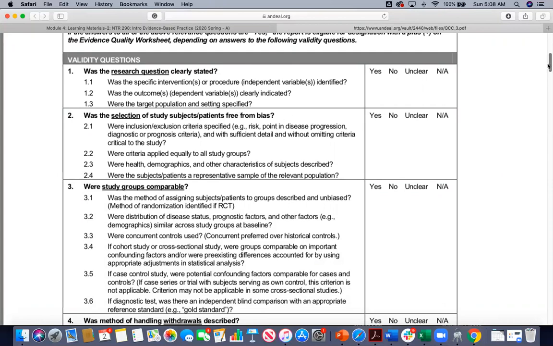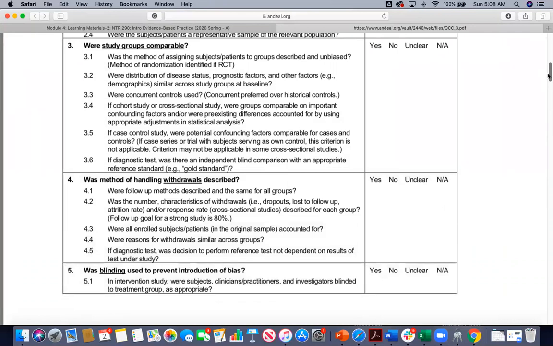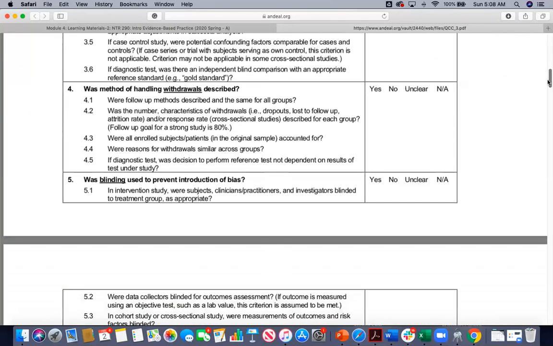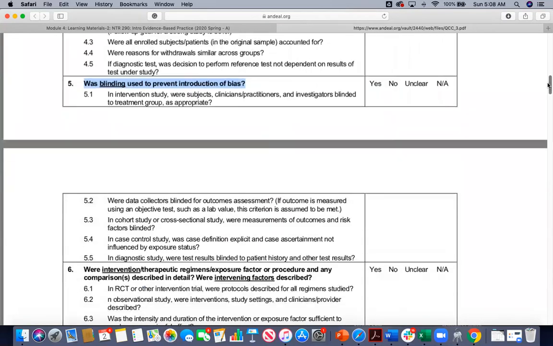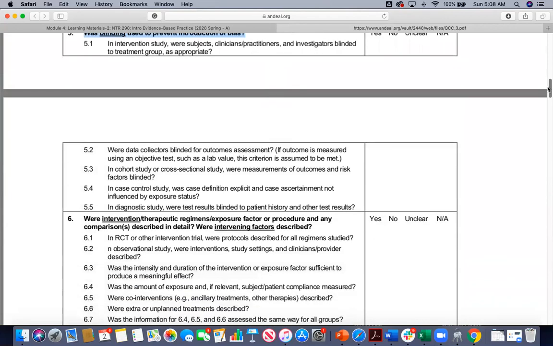Were the study groups comparable? Those are usually okay. Was the method of handling withdrawals described? Typically it is, but if you don't see that, then that would be a no. The question that I typically see no's to is, was blinding used? So sometimes if it's not double blinded, meaning that the clinicians and the subjects are not knowing what's going on, then you would answer no to that question. And many studies do not use blinding. It definitely takes some time to get that all set up.